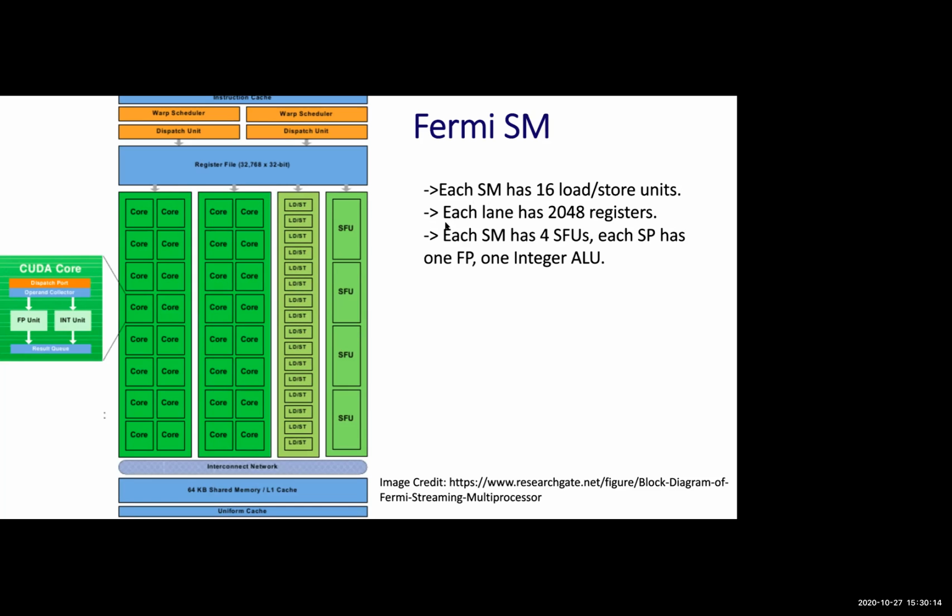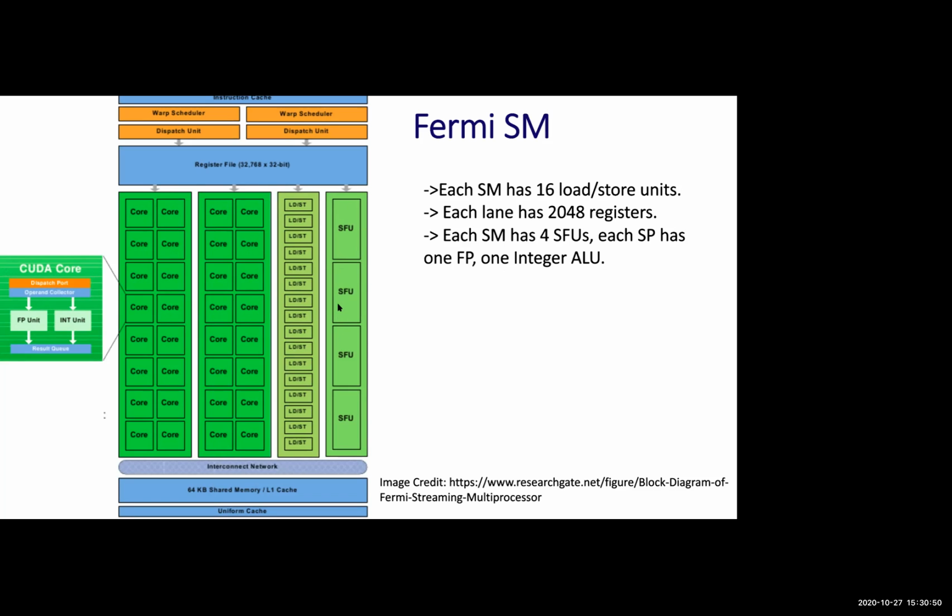Each load and store unit has 2048 registers. Each SM has four SFUs, and each SP has one FP unit, a floating point unit, and one integer unit. So this is the basic SM of the Fermi GPU. You can see the evolution: earlier we had eight SPs in one SM, but here we have 32 SPs in one SM.